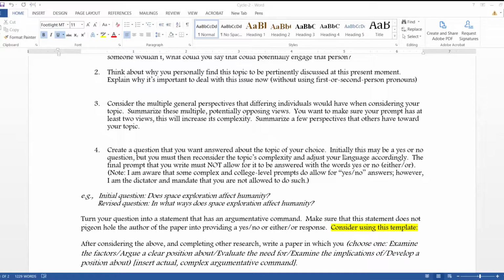But please make sure that you notice this right here: you are indeed required to have at least 2 perspectives, 2 different views about your topic. They might be the same position. That means they could both agree, but at least 2 different views about your topic. And the reason why is because this is going to showcase that there is some complexity to your topic. And you're going to summarize the few perspectives of what other people have said about the topic that you're discussing.